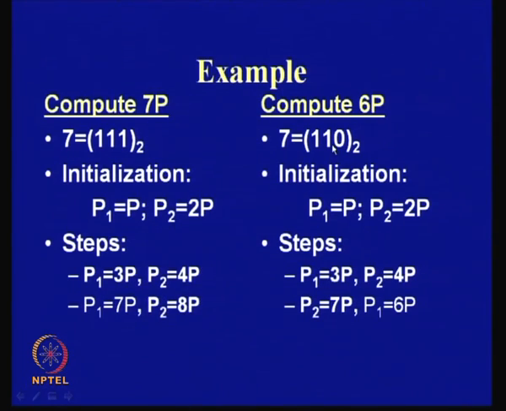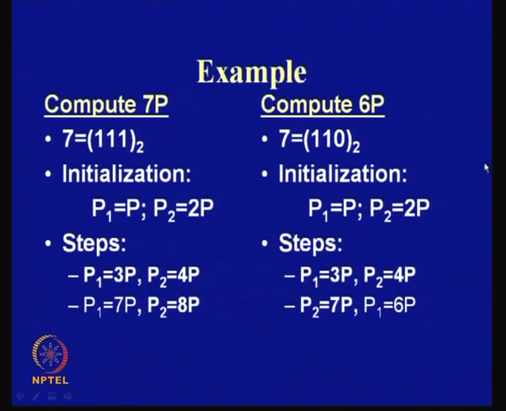In this case it is 1 1 0. So, in the first two you are again doing 3p and 4p like previously, but next time it is 0. So, you are actually adding in p2. So, p2 is 3p plus 4p, which is 7p, whereas p1 is double of p1, so that is 6p. Again you are returning p1 as the result. So, you see that the correctness of the algorithm is still maintained. Indeed p1 stores the value of k multiplied by p.